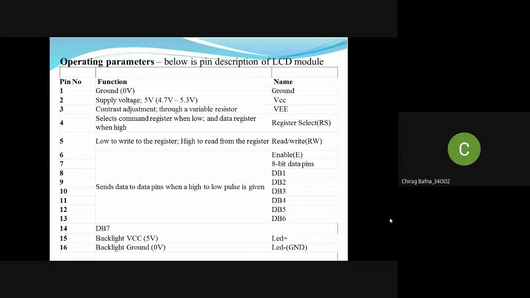Here are the operating parameters. First one is ground. After that, supply voltage, contrast adjustment, low to write register, high to read from the register. And as we discussed, DB0 to DB7 is the 8-bit data bus.